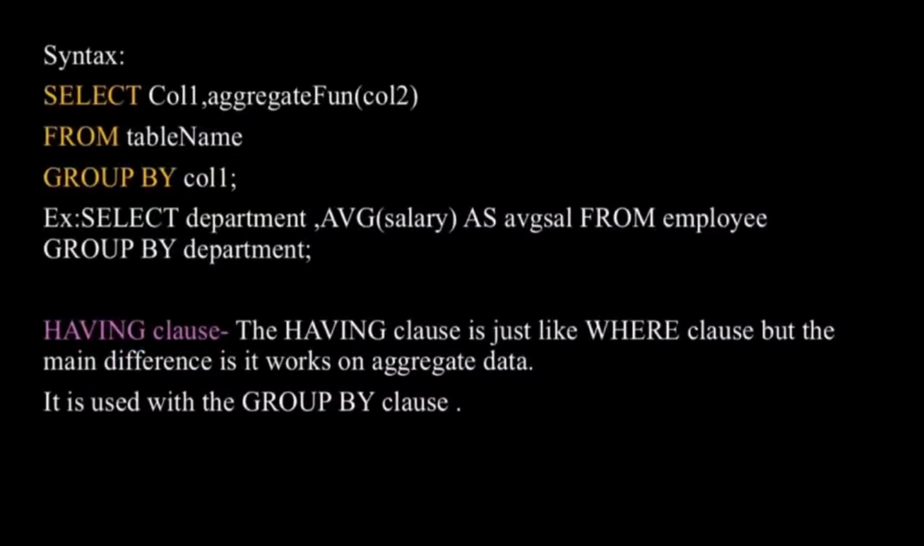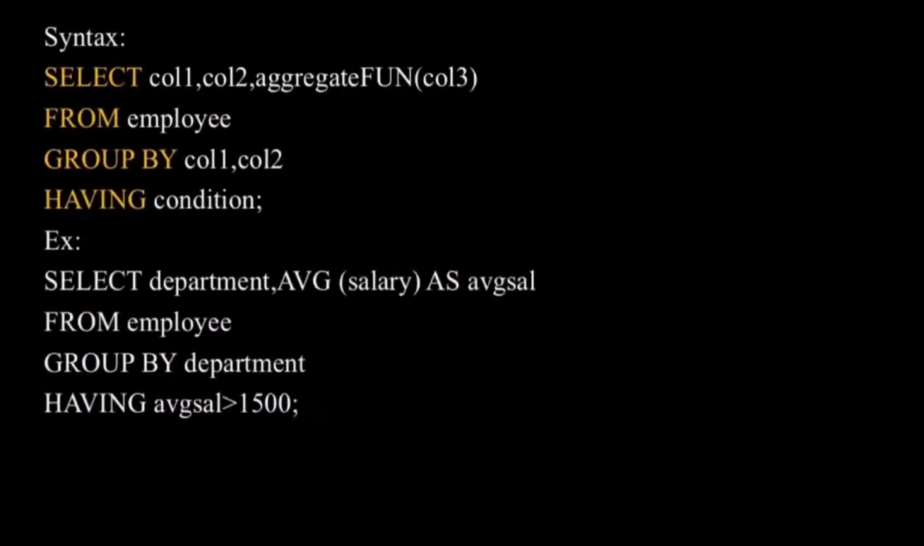Let's understand how it works. Select the columns you want to display, then use aggregate functions like AVG, SUM, or COUNT on the relevant column from the table you are querying. GROUP BY defines the columns you want to group the data by. The HAVING clause is a condition that filters the grouped data based on aggregate functions. Let's understand with an example.